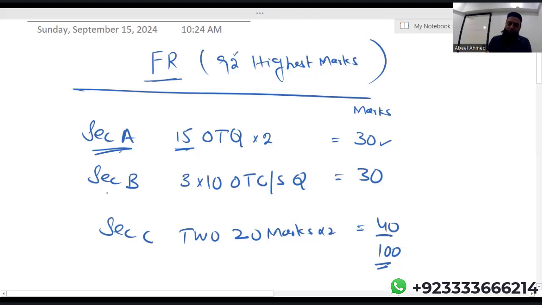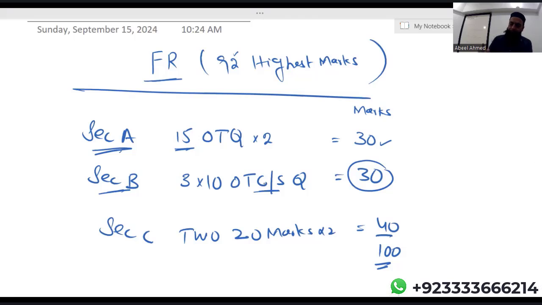Okay. Section B. In section B, there will be 3 questions. Each question will have 10 marks. So again, section B is like section A. Both have the same 30 marks each. But in section B, the style of the question is obviously different than the style in section A. In section B, there will be a small case study. On that small case study, the examiner is going to set 5 different multiple choice questions.